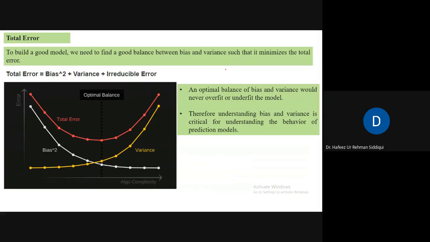Now here you can see the graph, just to understand variances and biases. If you go forward, the algorithm becomes complex, and if you go here, the error rate will increase. So if your model is low bias and high variances, your error will be like this.